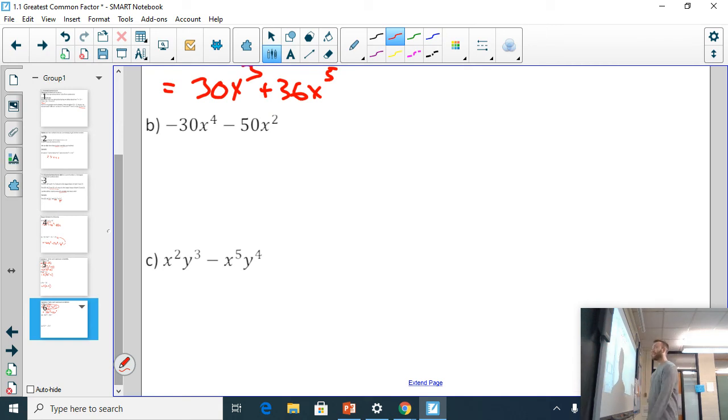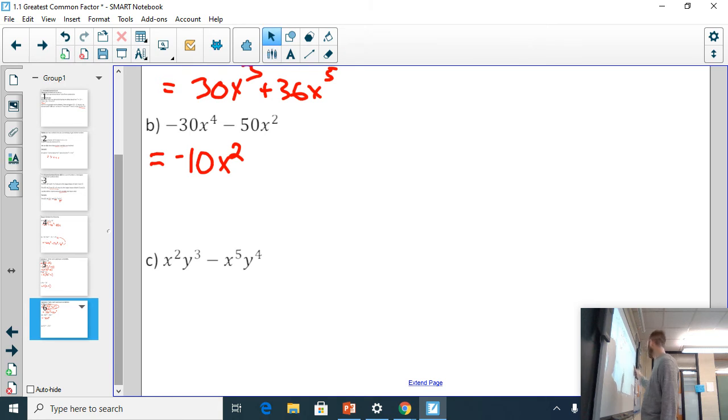So same thing here, except now we have two negatives. And I'm just going to show you something. When I see two negatives or a leading negative, I like to factor out a negative, right? So I'm thinking the biggest thing that can come out of 30 and 50 is 10. But just to be nice, I want to get rid of those negatives. So I'm going to factor out a negative 10. And then I'm looking at the variables now, x to the fourth, x squared. The most that they share is the x squared, right?